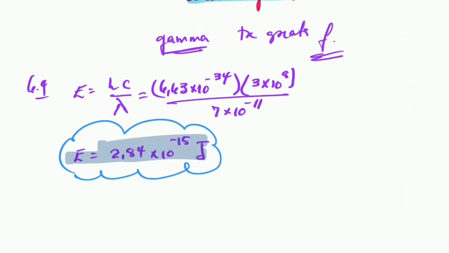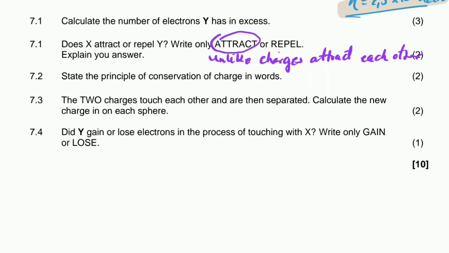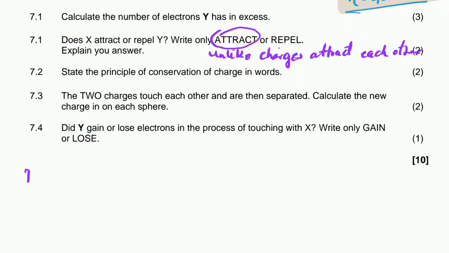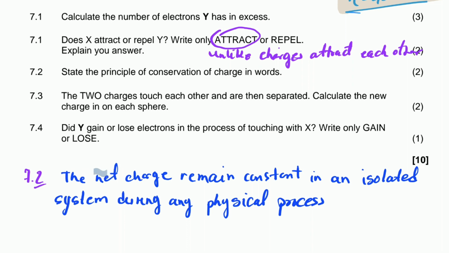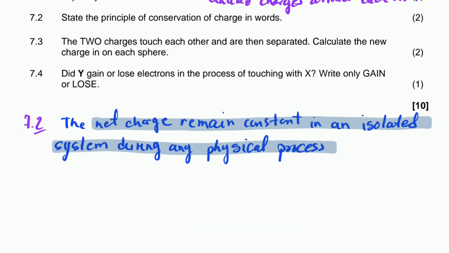7.2: state the principle of conservation of charge in words. So we're going to state that one real fast here. This principle says that the net charge remains constant in an isolated system during any physical process. Quite simple. Then they said in question 7.3, the two spheres touch each other, and electrons will be transferred during this process. Calculate the new charge on each one.